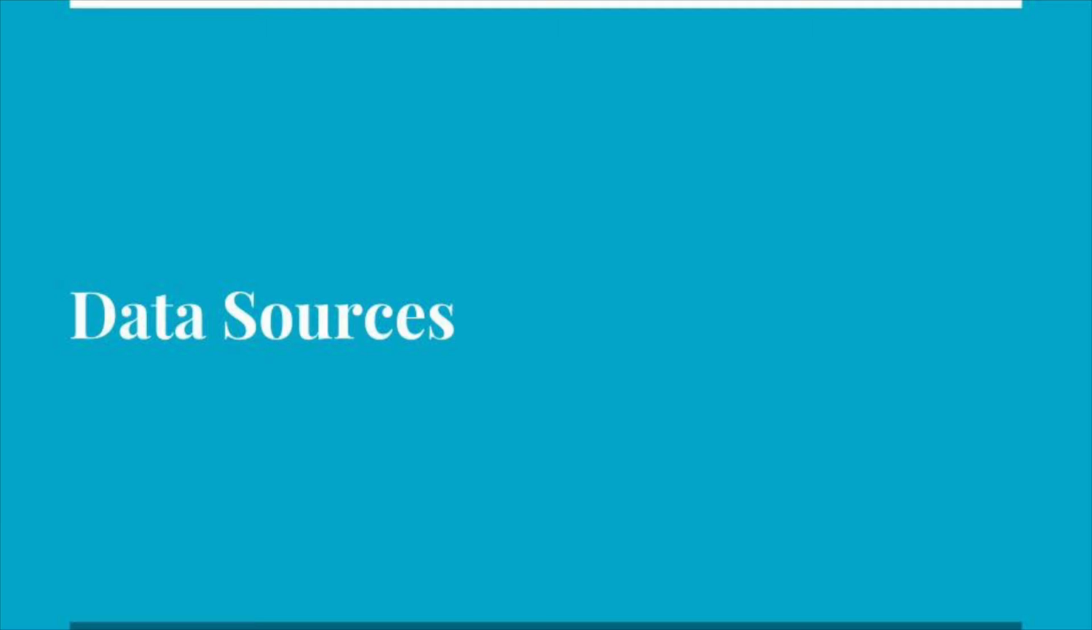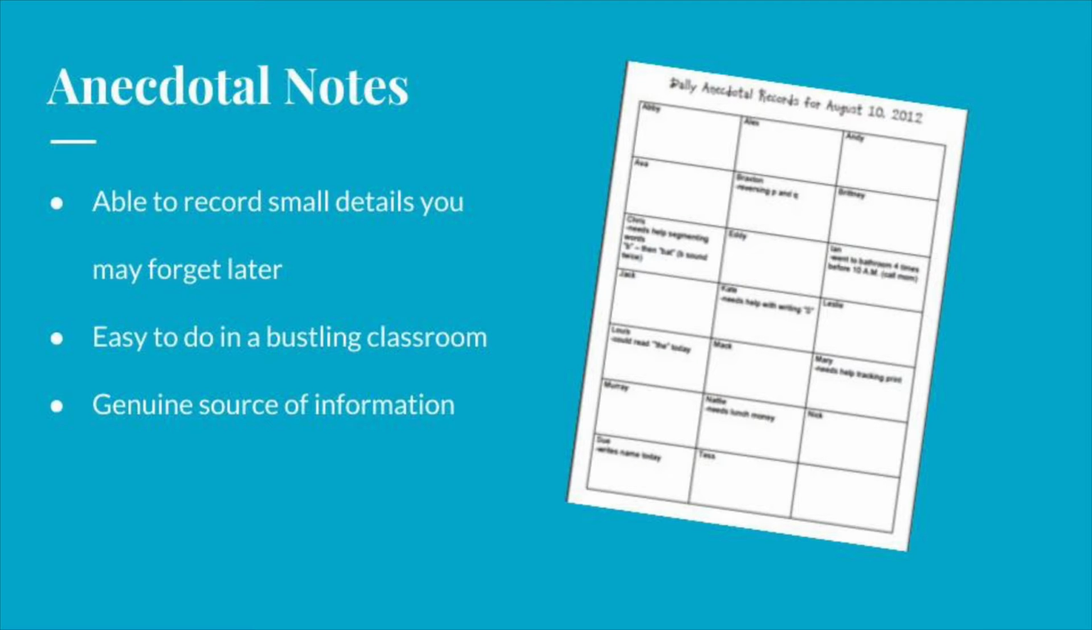The first source of information will be anecdotal notes. I definitely want to take anecdotal notes throughout for both individual students and the classroom environment as a whole. With anecdotal notes, you're better able to record small details that you observe during a busy activity. Collaborative activities are usually very busy and noisy, which is why anecdotal notes will be an effective, practical, and genuine source of data collection for my research.